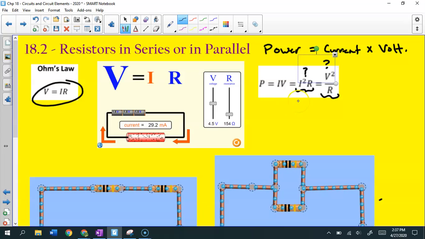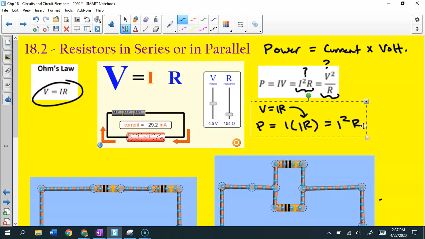It's just we're thinking to ourselves, well, if V is equal to IR and P is equal to IV, then technically speaking, P is equal to I times IR because I substituted in for the V. So that becomes I squared R. And that's how we got that second definition.